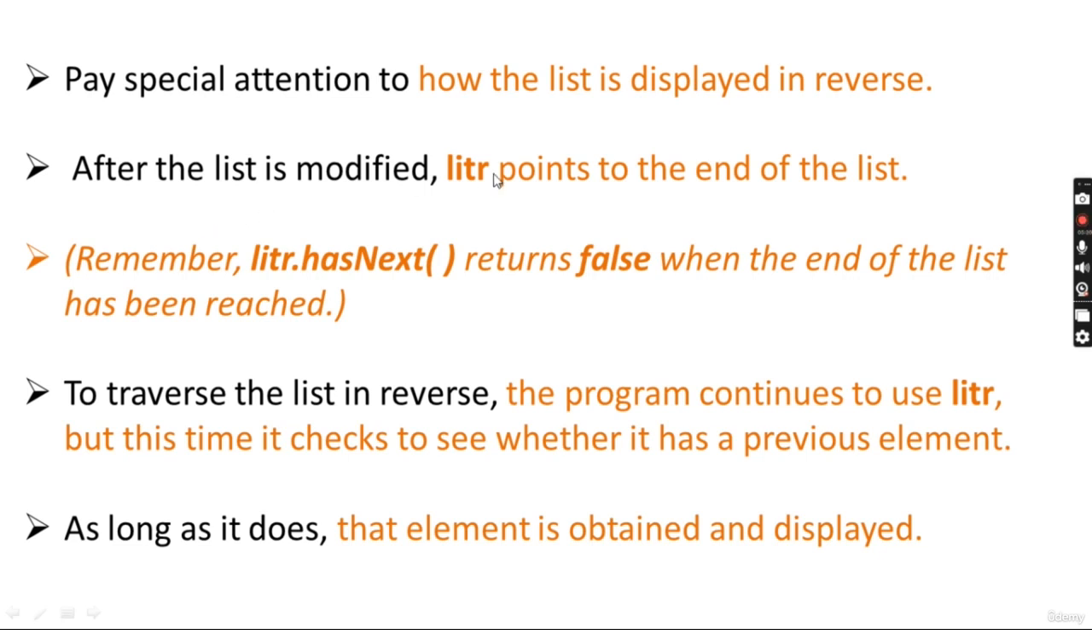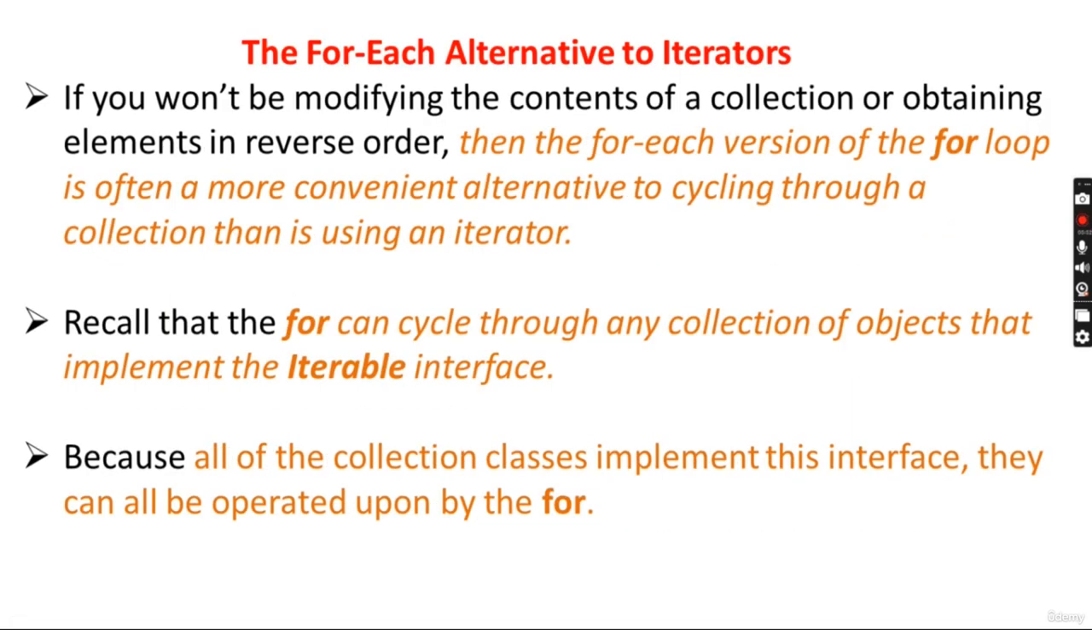After the list is modified, the list iterator object points to the end of the list. The ListIterator's hasNext returns false if there is no element or when the end of the list is encountered. To traverse in reverse, you use the hasPrevious or previous method. The element is obtained and displayed as long as there is an element present.